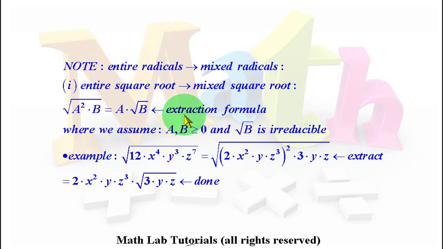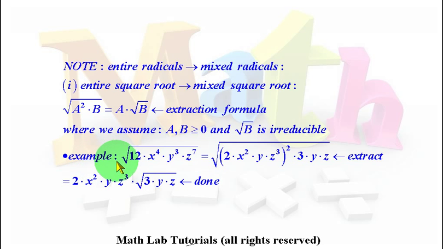So again, I call this the extraction formula. And we assume we've got some restrictions over here: a and b have to be both greater than or equal to 0. Okay, so the a over here, which is the good guy, and the b, which is the bad guy, have to be both greater than or equal to 0. And also, we want to ensure that b is irreducible, so the square root of b must be irreducible. In other words, we cannot extract any more perfect squares from the bad guy. Okay, so we'll see how that pans out in the example.